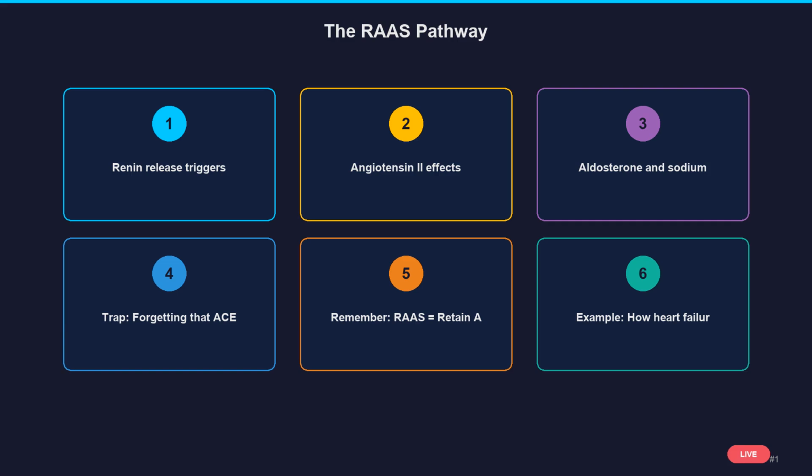Students often struggle because there are so many A words. Angiotensin, aldosterone, ACE. If you remember nothing else from this section, remember THIS. The whole goal of this system is to keep the kidneys happy, even if it kills the heart.